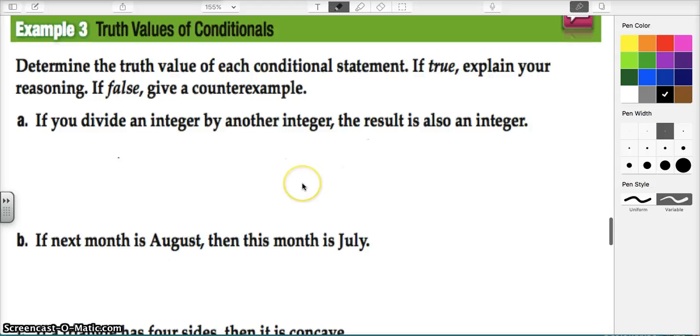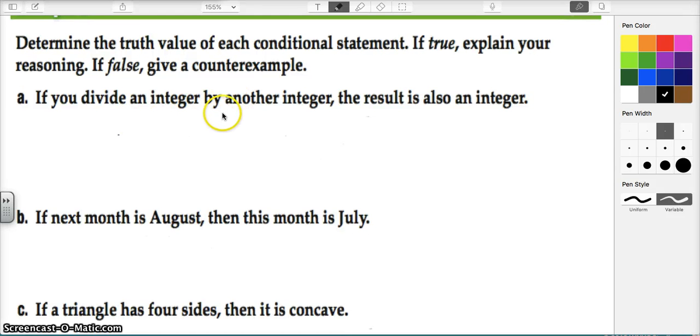So let's look at example 3. We're going to talk about the truth of conditionals. Determine if the truth value of each conditional is true. Explain your reasoning. If false, give a counterexample. So I'm going to put it in this PQ form, right? So we know we've got P, we've got Q, and we want to see if P implies Q is true.